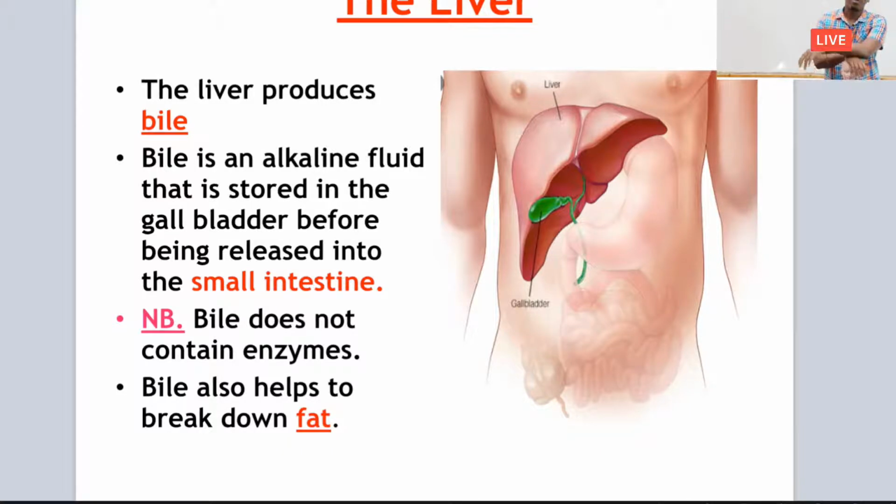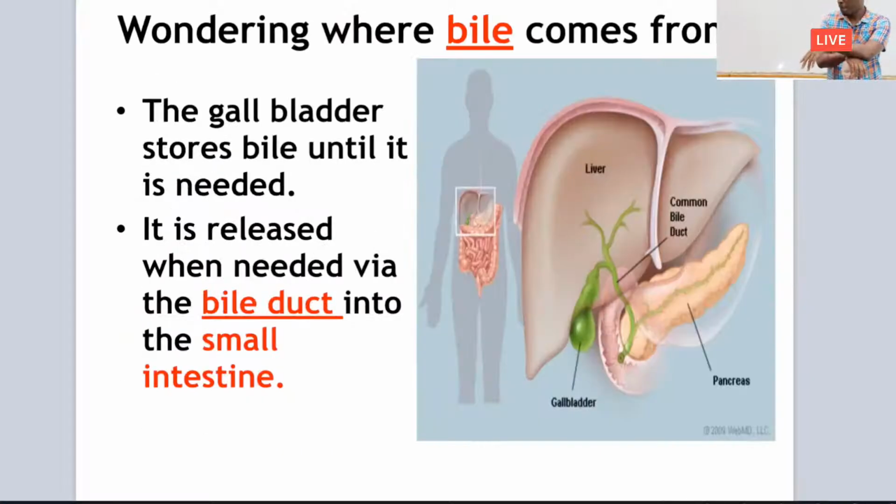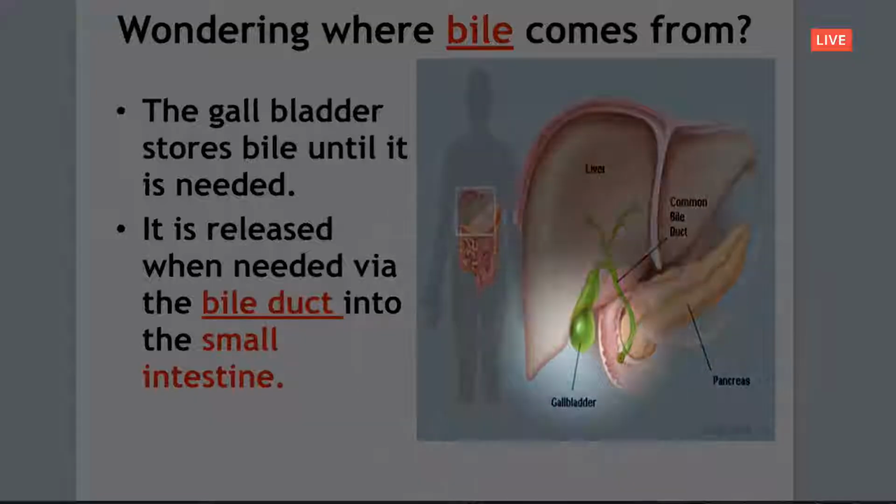I guess you'll be wondering where bile comes from. So I'm going to show you where bile comes from. Look carefully at the green balloon-looking thingy right there, the gallbladder. Balloon-looking. Look at it carefully.